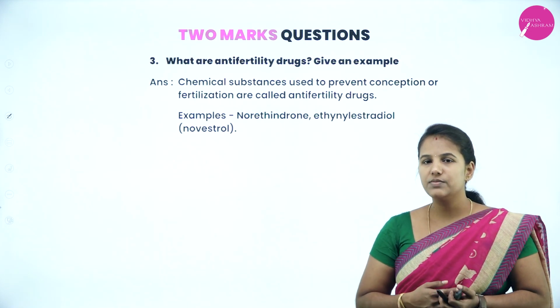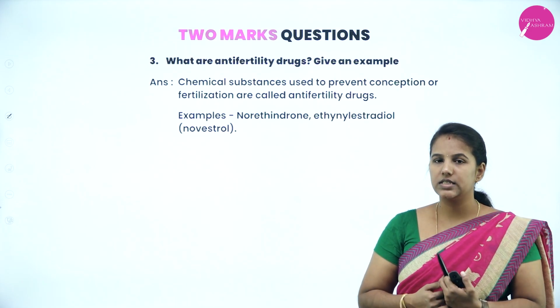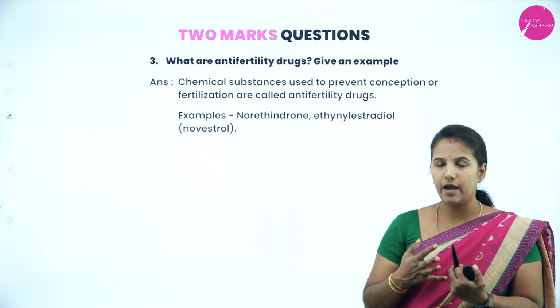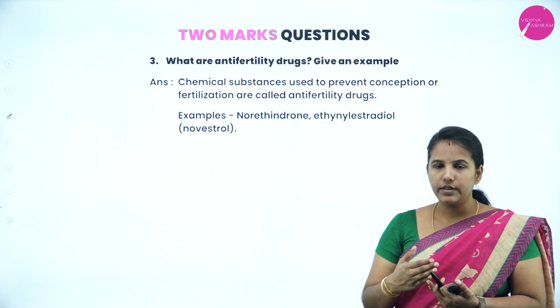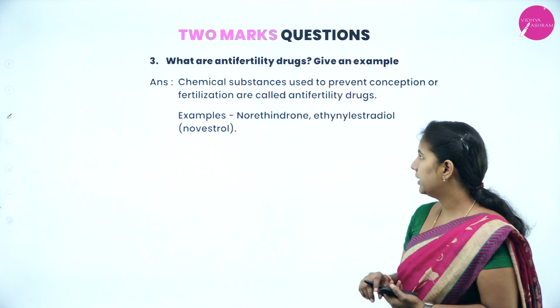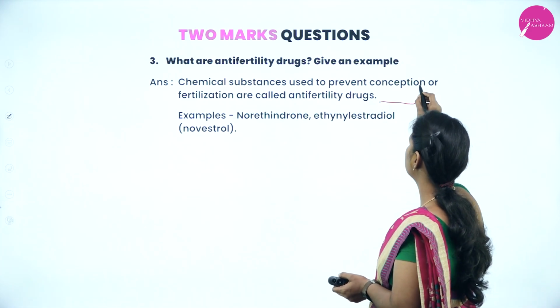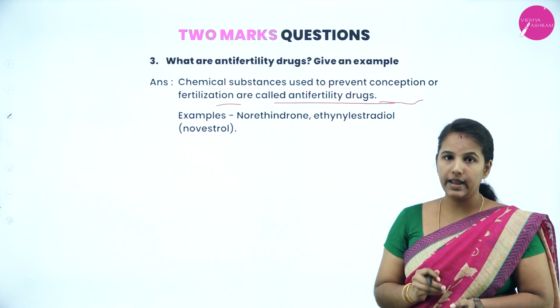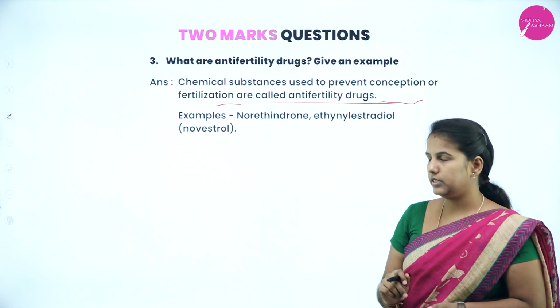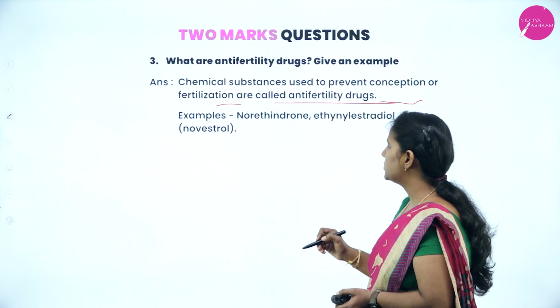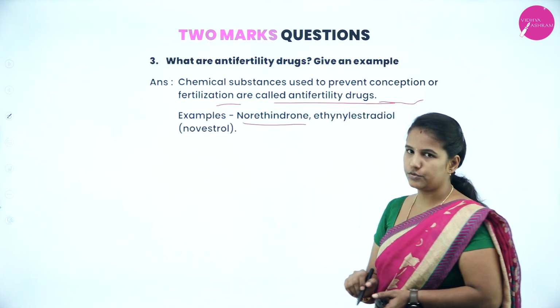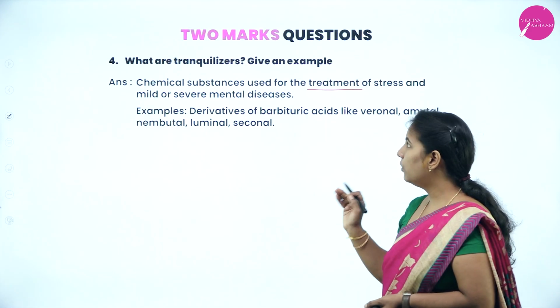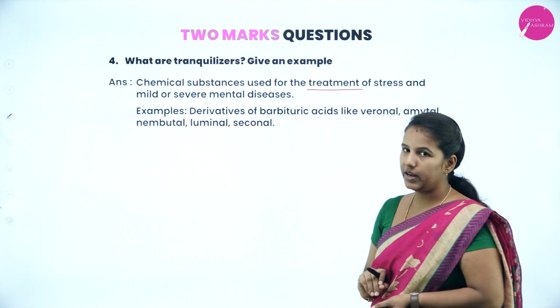As we all know, anti-fertility drugs are drugs or chemical substances that we take to avoid the fertilization of the egg. Correct? So to avoid conception or fertilization of the egg, we will take the anti-fertility drug. Example, novestrol or norethindrone. Next, what are tranquilizers? Give an example.